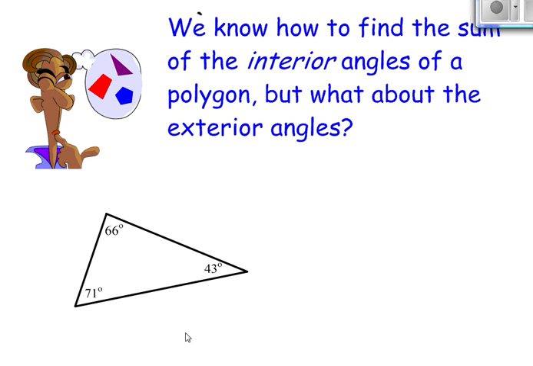So I want to start this video with a question. We know how to find the sum of the interior angles of a polygon, but what about the exterior angles? So let's talk about what exterior angles are, and then we'll see if there's a pattern to the sum of them. So first of all, an exterior angle is found like this.